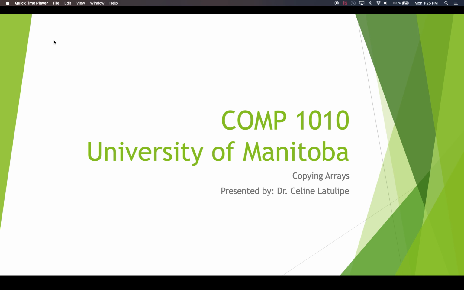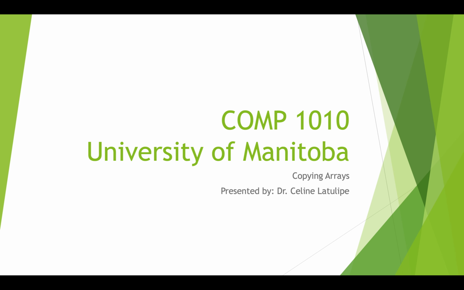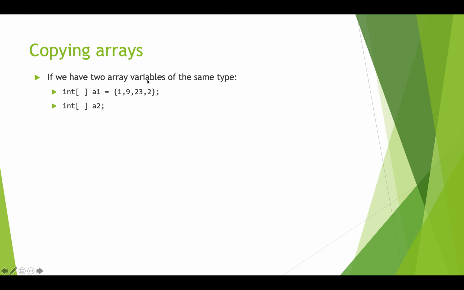I'm Dr. Celine Latulip, and today I'm going to be talking to you about copying arrays. So if we want to copy arrays, and we have two array variables like this example, where we have an int array, A1, created through literal creation with the curly braces and 4 int values, and we have another int array reference variable, A2, we can use assignment to just copy A1 to A2.